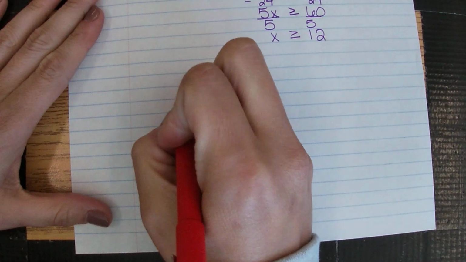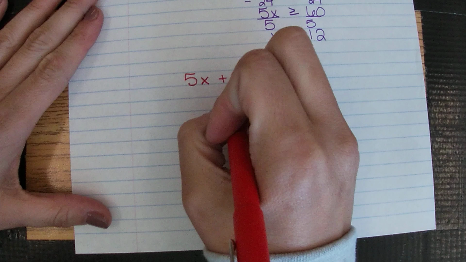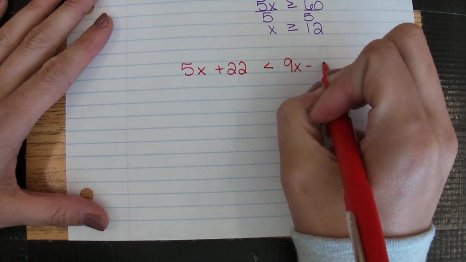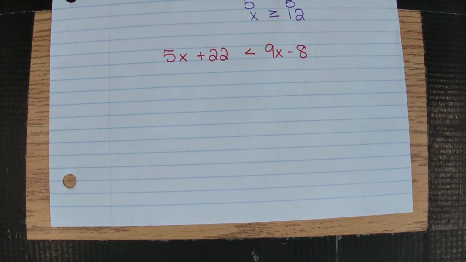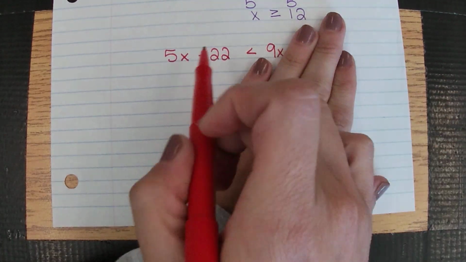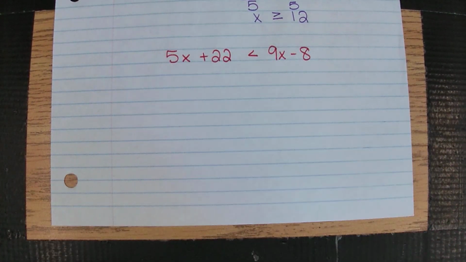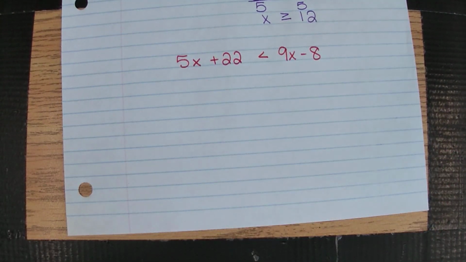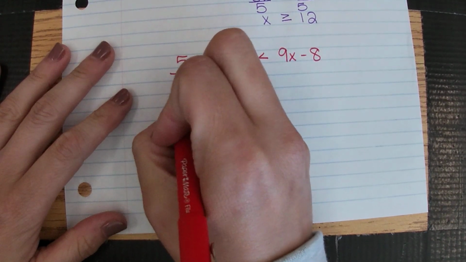Okay, let's take a look at another one: 5x plus 22 is less than 9x minus 8. If we go through our guidelines, there are no parentheses, so we don't have to distribute. We do not have like terms to combine on one side. There's nothing we can combine over here or over here. So we move on to step 3, which asks: do we have variables on opposite sides to get together? Which we do. We tend to prefer to move the smaller one, but again, remember, you could move either.